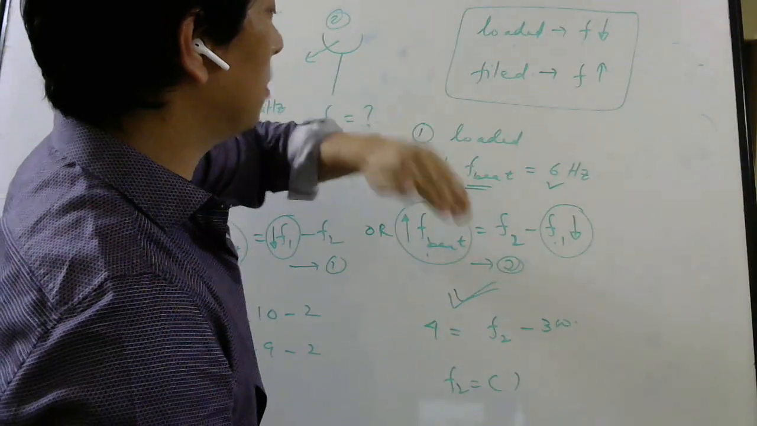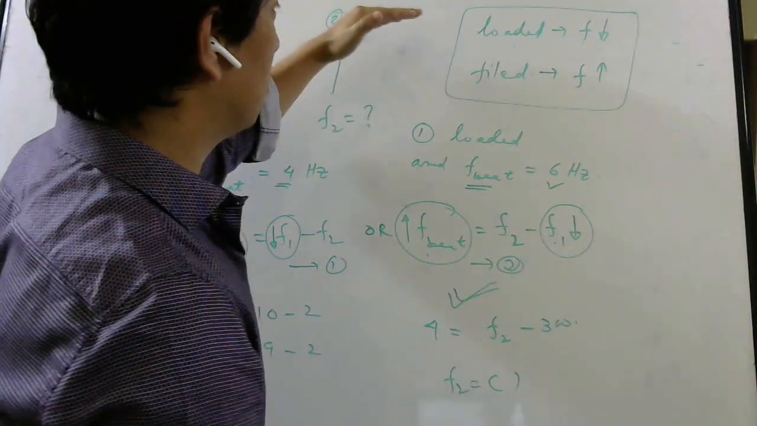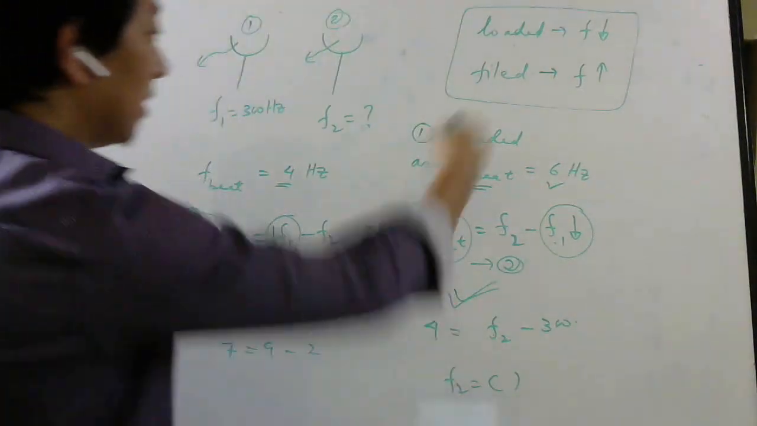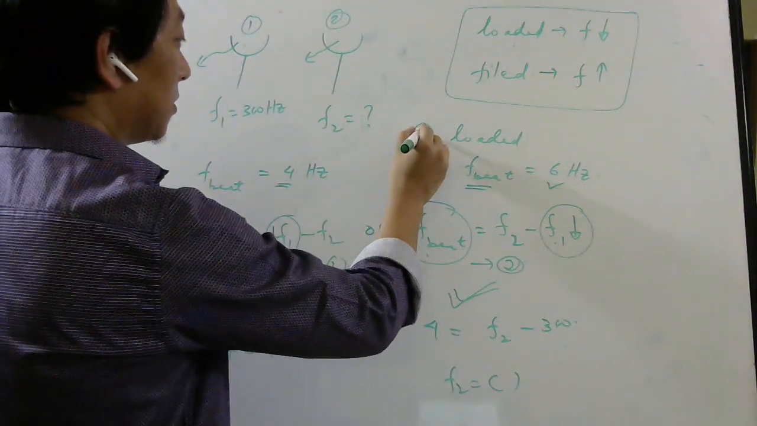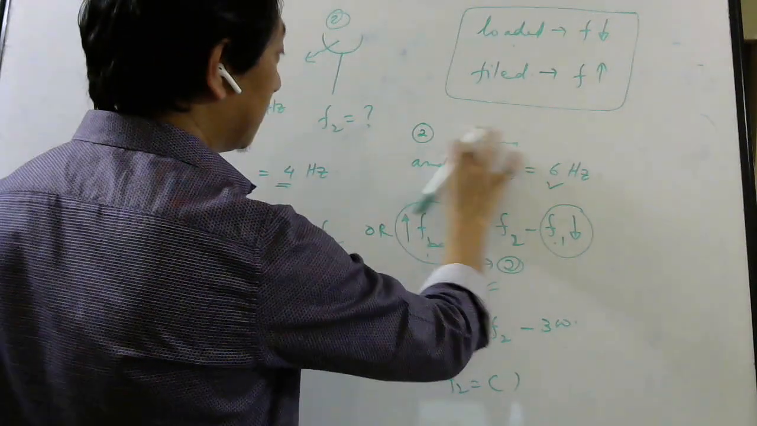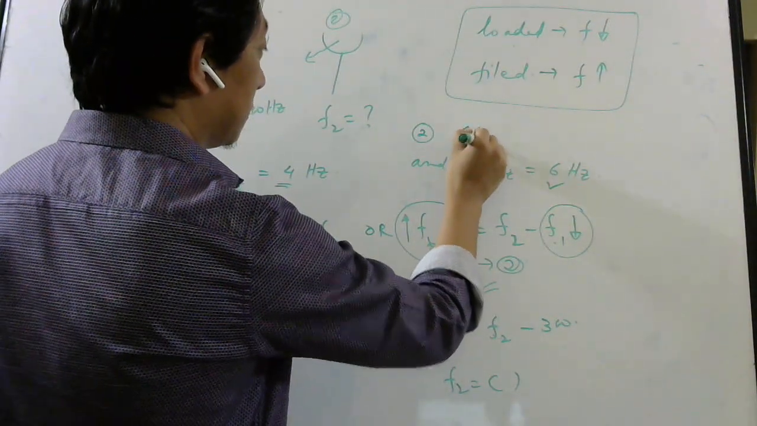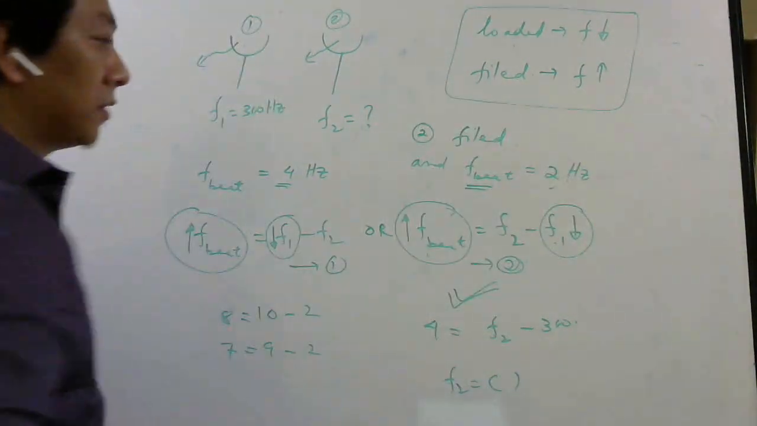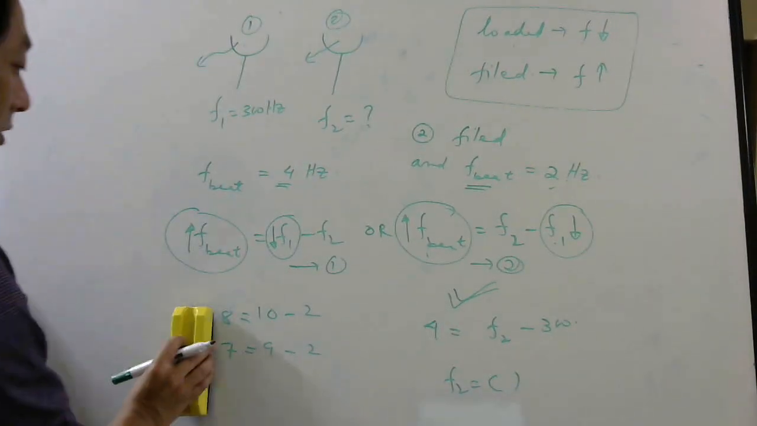So you have to remember, when you load a tuning fork, frequency decreases. When you file a tuning fork, frequency increases. Let us say another example. Suppose tuning fork 2 is filed, and let's say beat frequency became 2. Then which formula will you use? The first one or the second one?